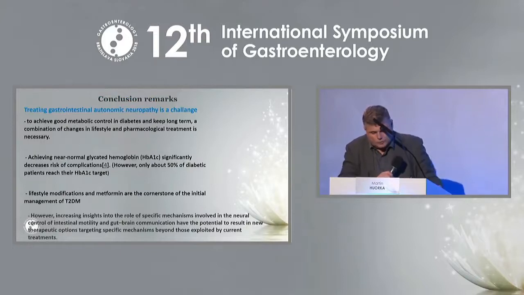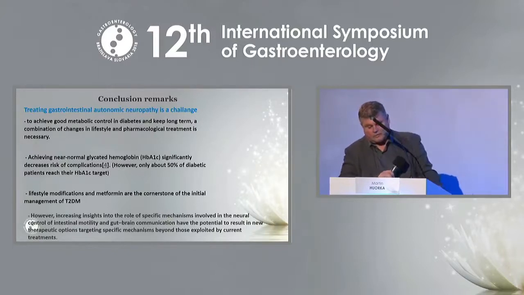There are some concluding remarks. Treating gastrointestinal autonomic neuropathy is a challenge. To achieve good metabolic control in diabetes and keep it long-term, a combination of changes in lifestyle and pharmacological treatment is necessary. This is most important. Achieving near normal glycated hemoglobin significantly decreases the risk of complications.